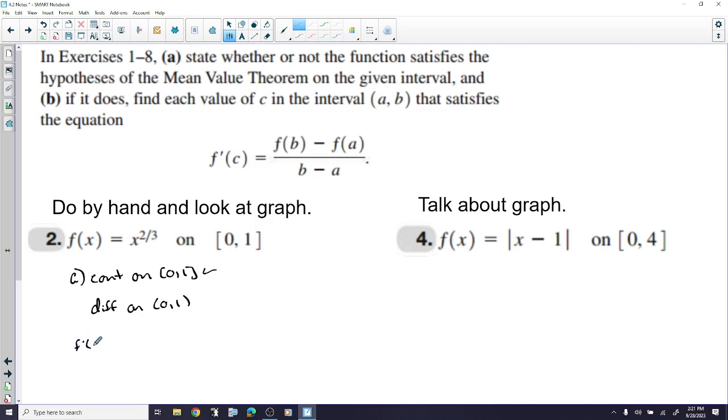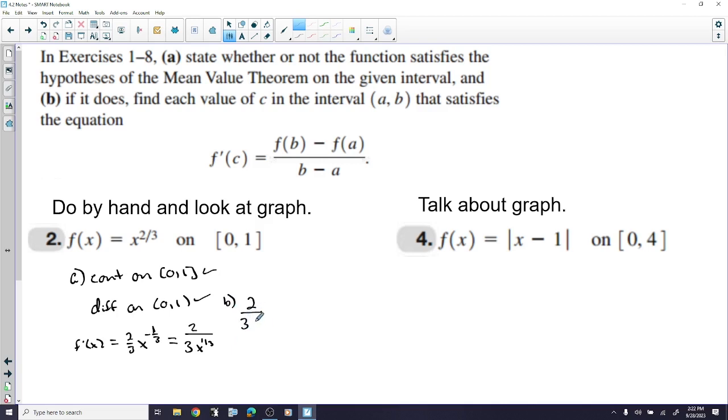So f prime of x is equal to 2/3 x to the negative 1/3, or 2 over 3x to the 1/3. Well, x can't be 0 now. The derivative is undefined at 0, but it's okay to be at an endpoint. So that's a check. Yes. So now letter B. Find the value of c.